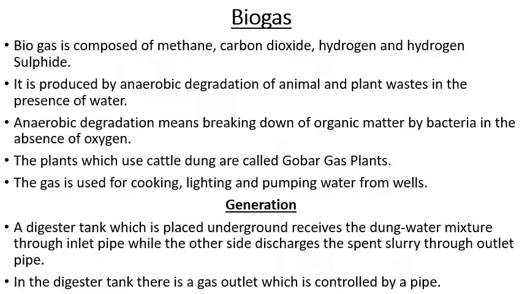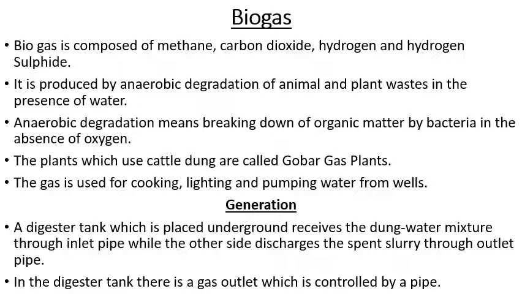Let us see. A digester tank is placed underground. The digester tank, which is placed underground, receives the dung water mixture. Farmers mix the cow dung, cattle dung, with water, and they put it into one side pipe, that is, through the inlet pipe. First they will fix the digester tank. Then into this digester tank, from the inlet pipe, farmers send water and cattle dung mixed together, while the other side discharges the spent slurry through the outlet pipe.